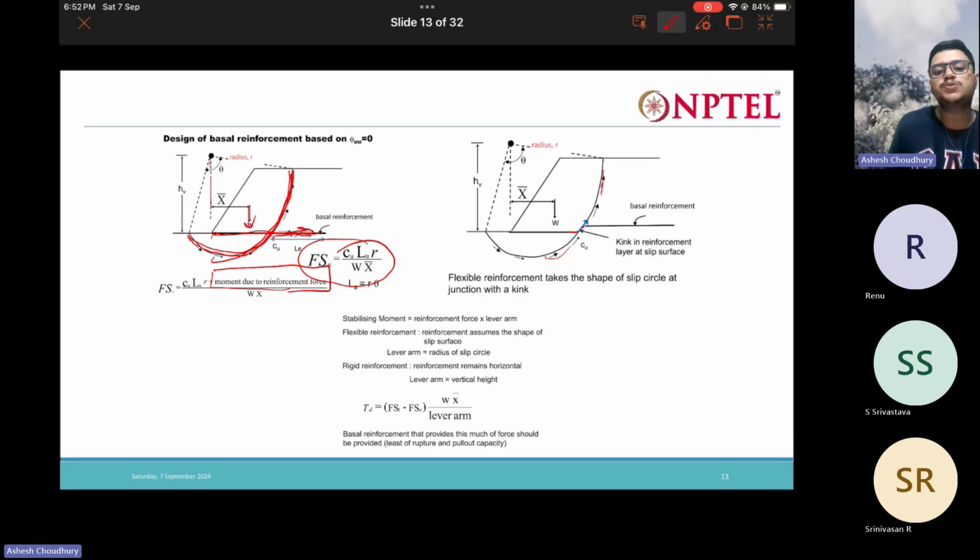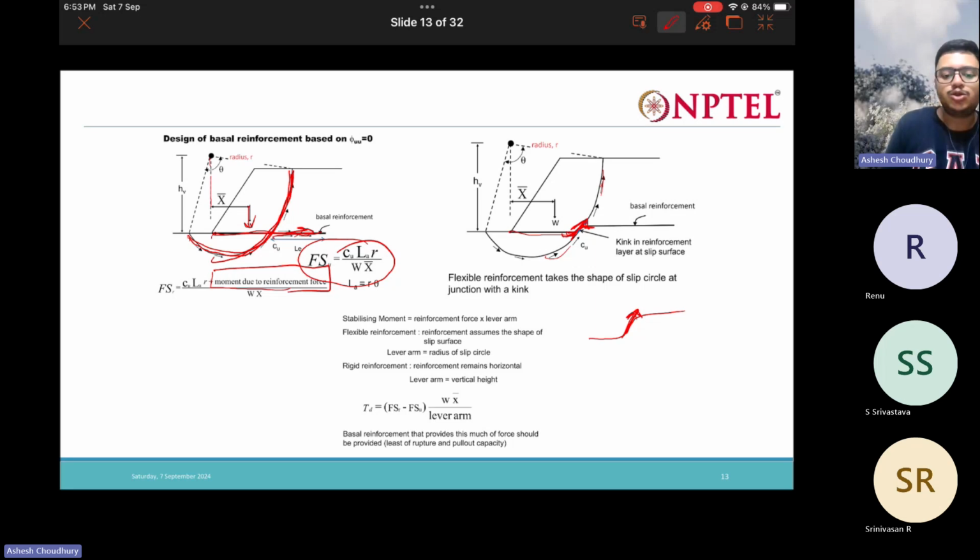Now what happens if the reinforcement is flexible? When the reinforcement is flexible, a kink actually develops here at the interface between the slip circle and the soil behind. In that case, this kink develops like this, right? So we consider that the resisting force due to the reinforcement acts like this, at that point along the slip surface.